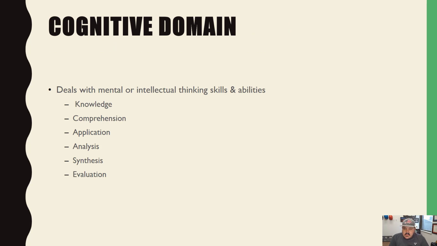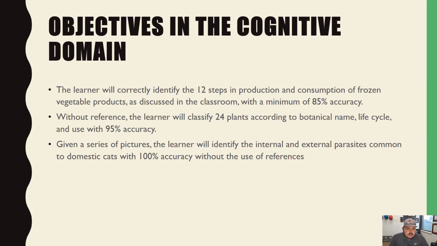So let's dive deeper into the cognitive domain. It deals with mental or intellectual thinking skills and abilities. So we can see the knowledge, comprehension, application, analysis, synthesis, and evaluation one more time. Here are some objectives in the cognitive domain. So take some time to pause and read some of these.